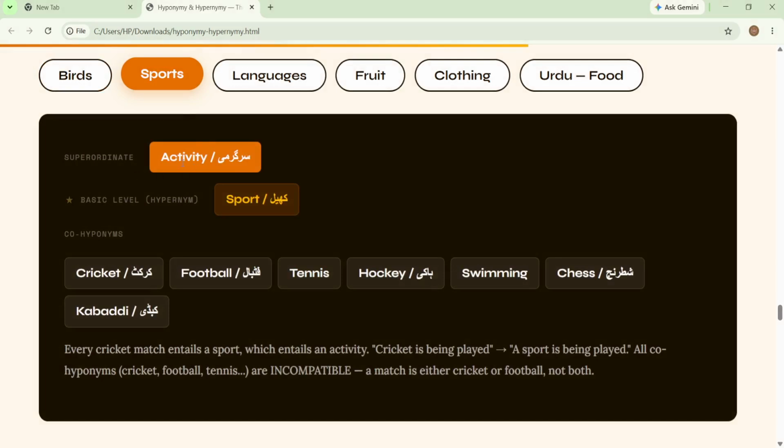Now let's look at sports. The superordinate is activity, sargarmi in Urdu. The basic level is sports, which in Urdu is written khel. Co-hyponyms: cricket, football, tennis, hockey, swimming, chess, and kabaddi. So if cricket is being played, this entails a sport is being played.